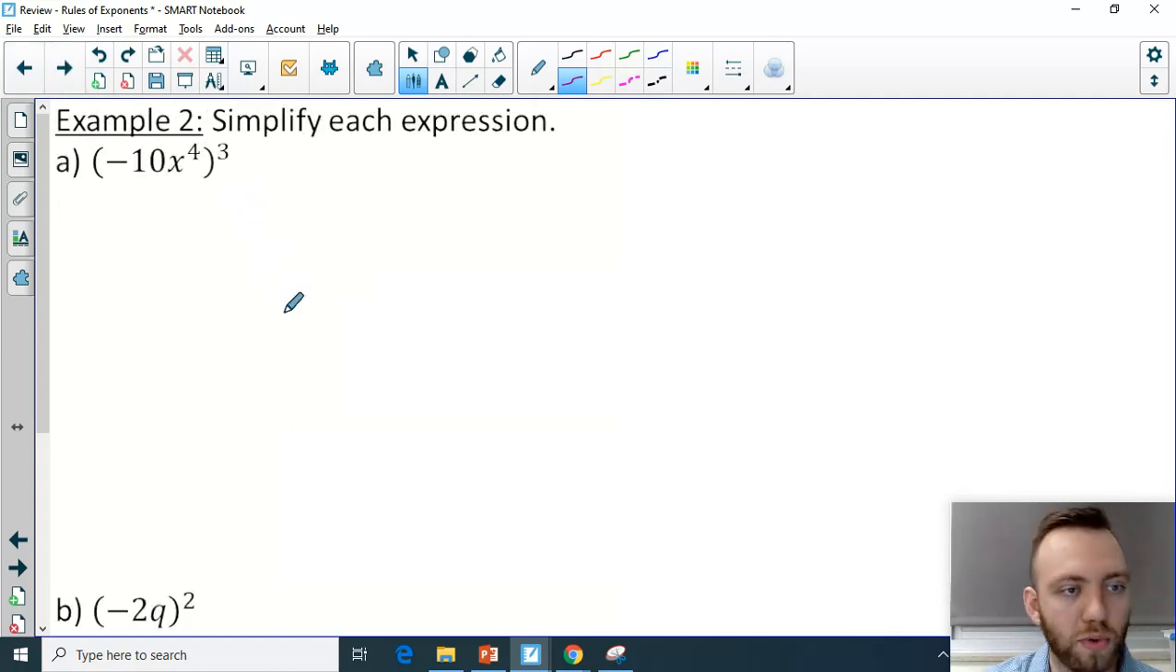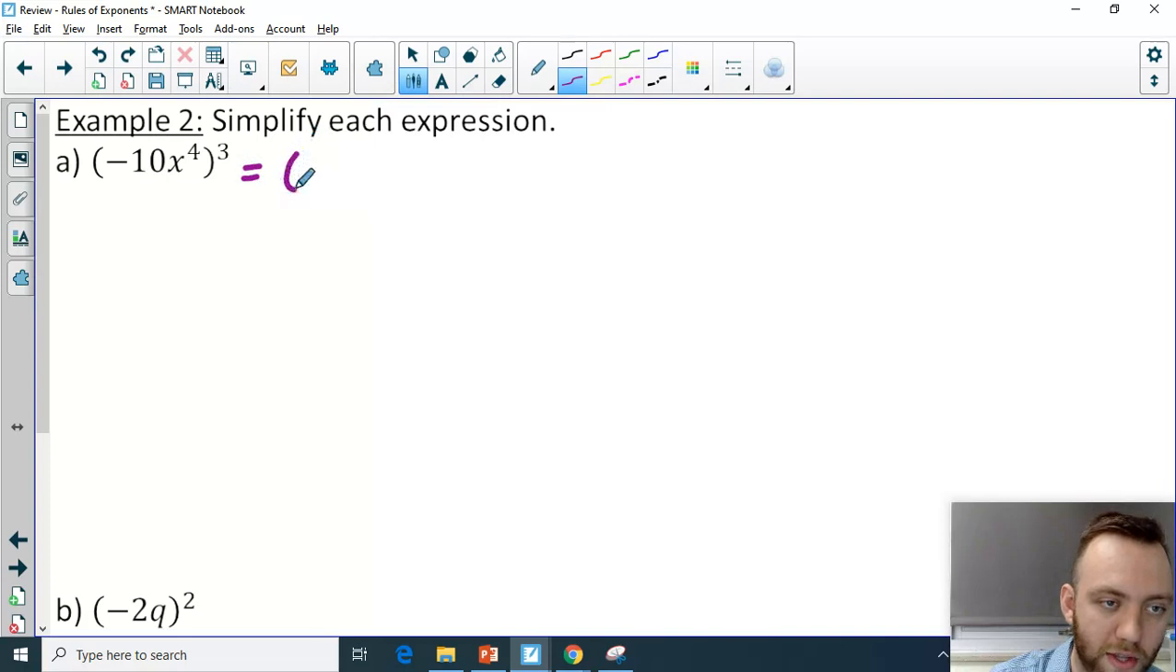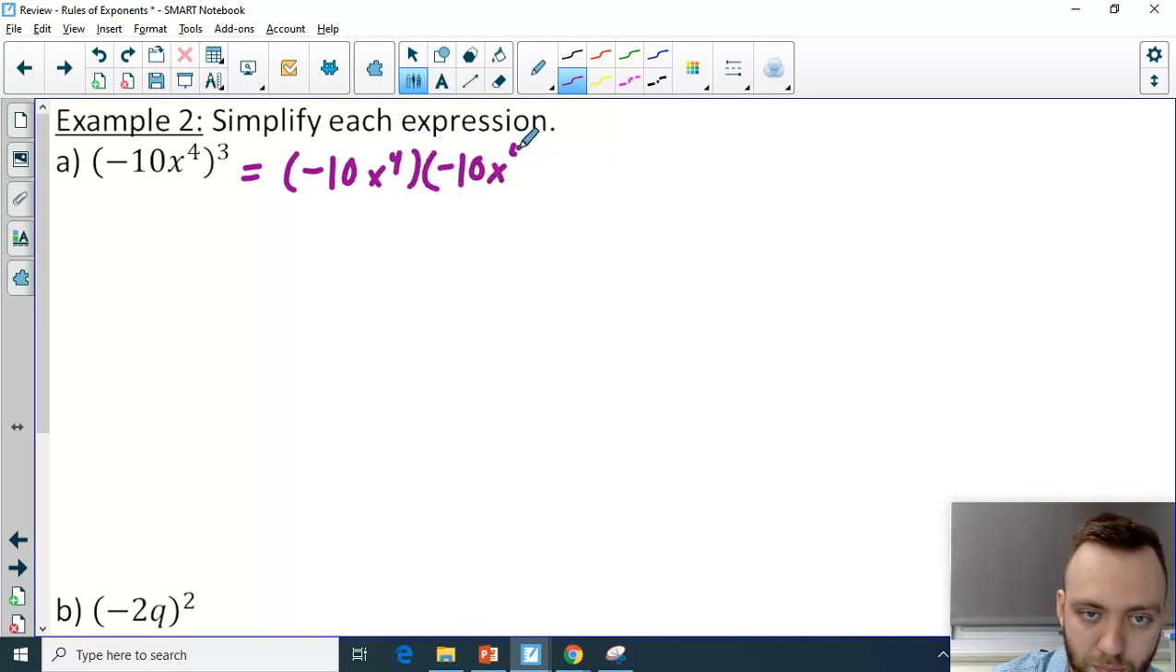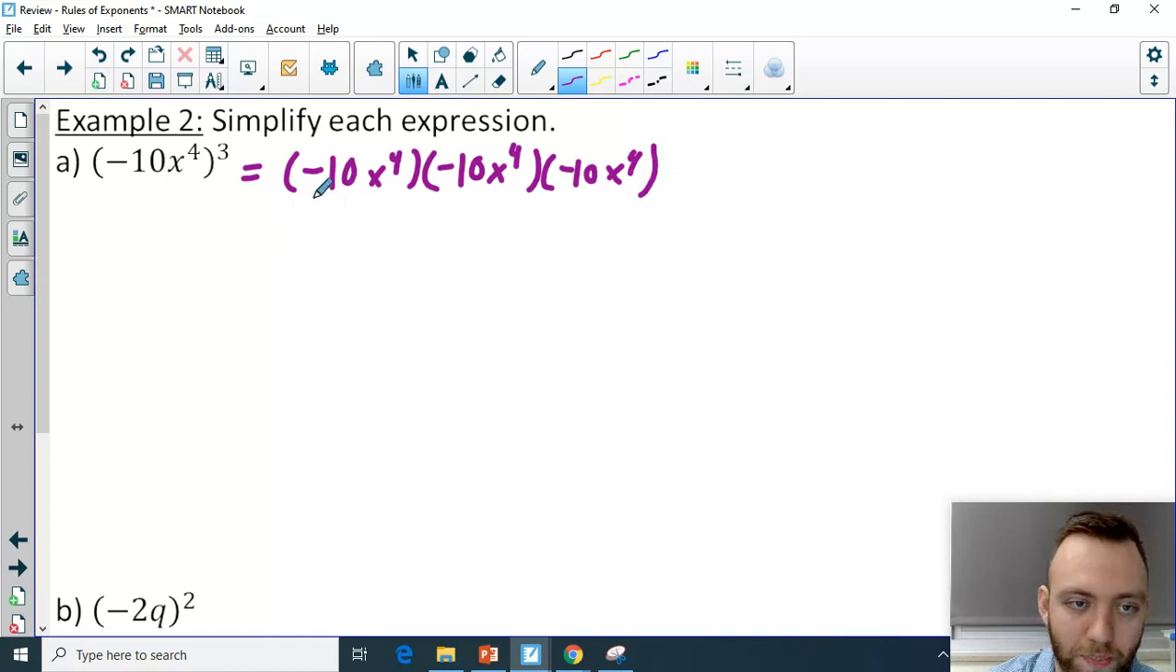And so let's do a couple examples of these. We have negative 10x to the 4th, all of that to the 3rd. So what that really means is negative 10x to the 4th times negative 10x to the 4th again times negative 10x to the 4th. So this is one way to think about it, right? Negative 10 times negative 10 is going to be positive 100 times negative 10 is going to be negative 1,000.